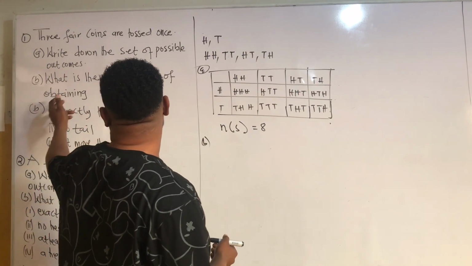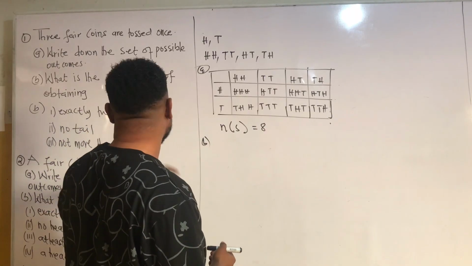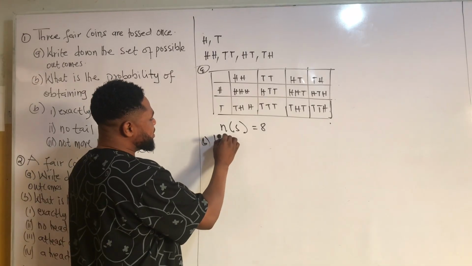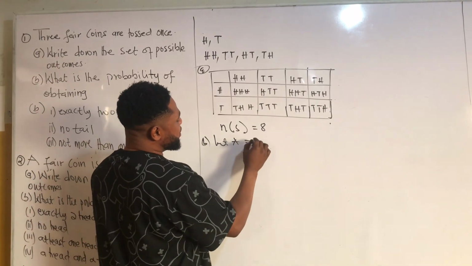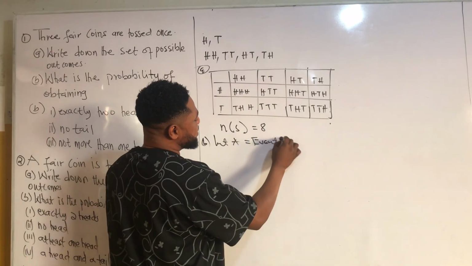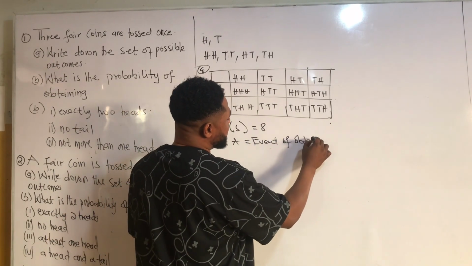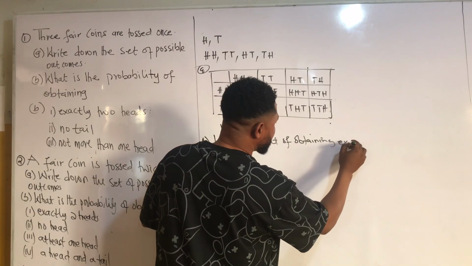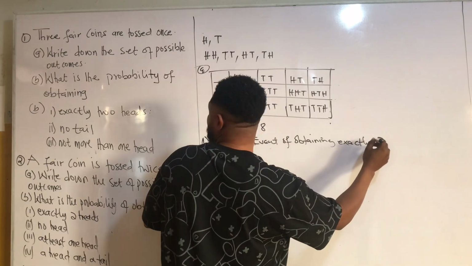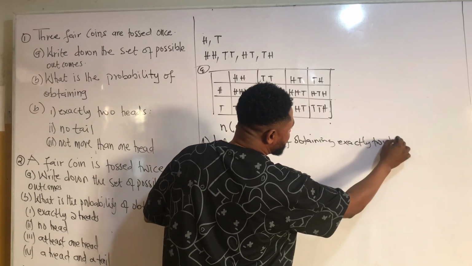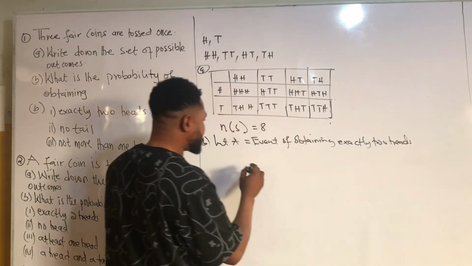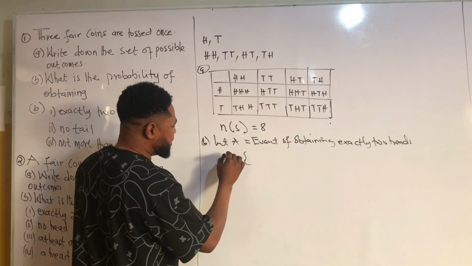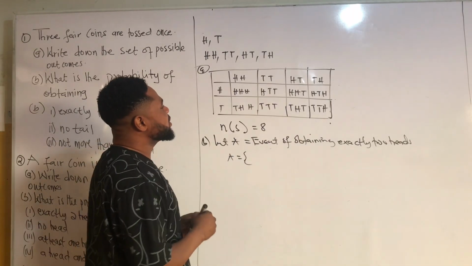What is the probability of obtaining exactly 2 heads? So we are looking for only 2 heads, all right? So we can say that let A equal to the event of obtaining exactly 2 heads. All right, so we'll just go to the table and check exactly 2 heads.